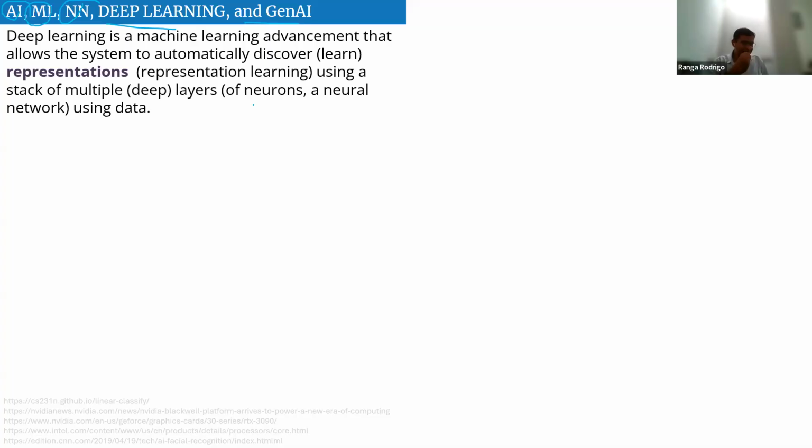Representing rightly is the purpose of deep learning, using a stack of multiple deep layers or neurons, or a neural network, using data. You can see a lot of information is packed in this. One is what representation learning is. We studied that using a stack of multiple layers. These so-called neural networks are little computational units and they are arranged into layers. And when you have more than 8 layers, we call it deep learning.